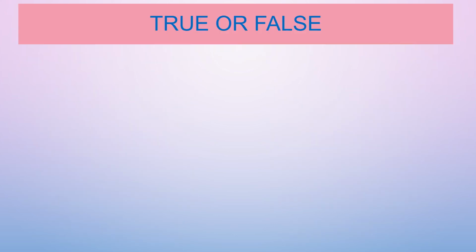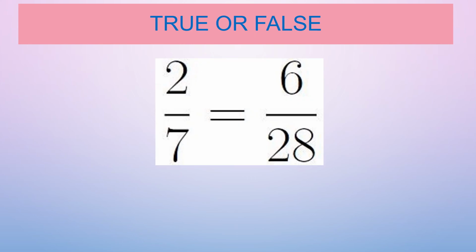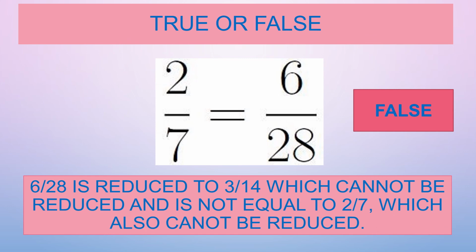One more true or false. 2 upon 7 is equal to 6 upon 28. Is it true or false? This is false. The reason here is 6 upon 28 can be reduced to 3 upon 14, which cannot be further reduced, and it is not equal to 2 upon 7. 2 upon 7 is already in its reduced form. So 2 upon 7 is not equal to 6 upon 28.